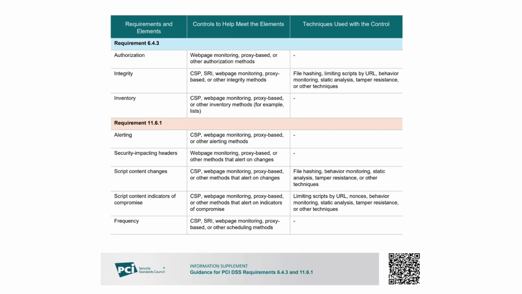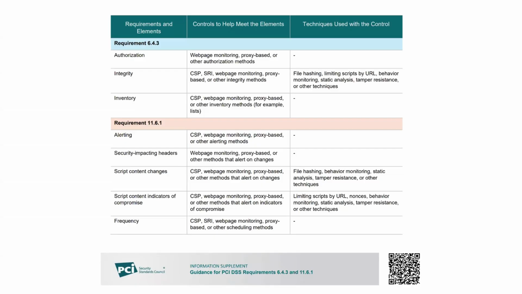What I'm showing you on here is one table. I think it's on page 17, and it basically breaks down the requirements. You can see on the left, the elements of the requirements, and then the controls that help meet those elements. So the idea here was that, if you read the standard itself, it kind of says you can use CSP and SRI, content security policy and sub-resource integrity, or you can use a third-party script management system to satisfy these requirements.